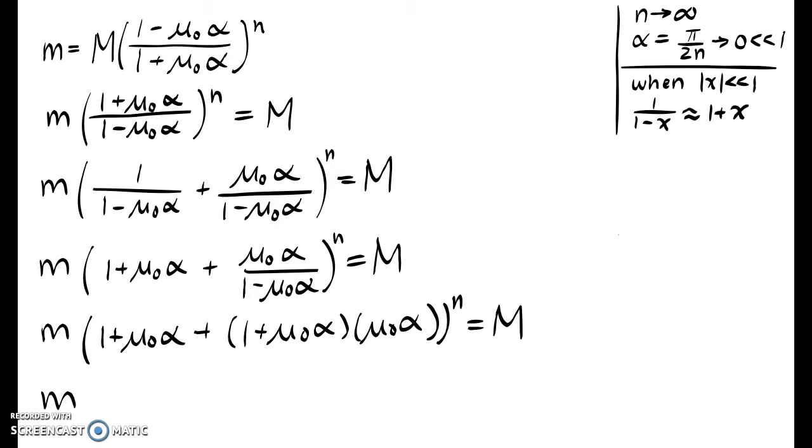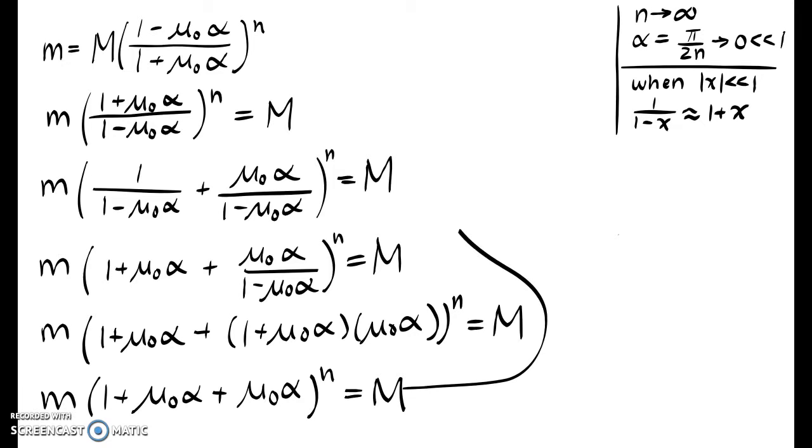Now, when we multiply the second term out, we find that this is μ0α plus μ0²α². But μ0²α² is going to be much, much closer to 0 than α itself when n is approaching infinity. So we can pretty much ignore that term since it's negligible. So we raise this to the nth power, and this equals M.